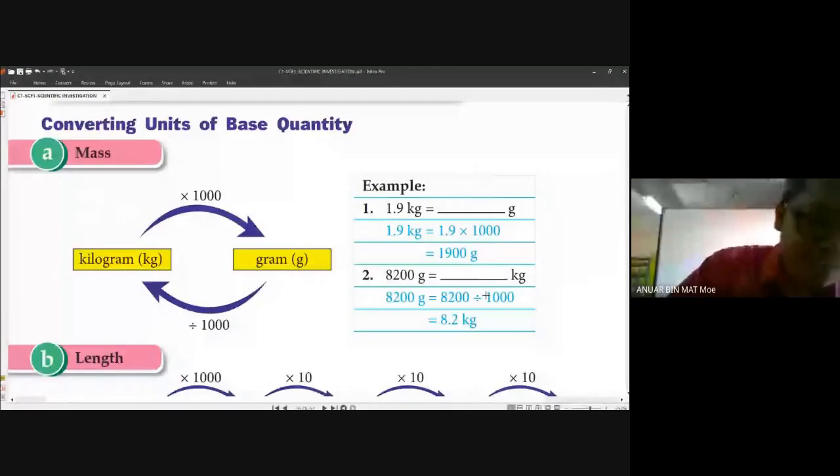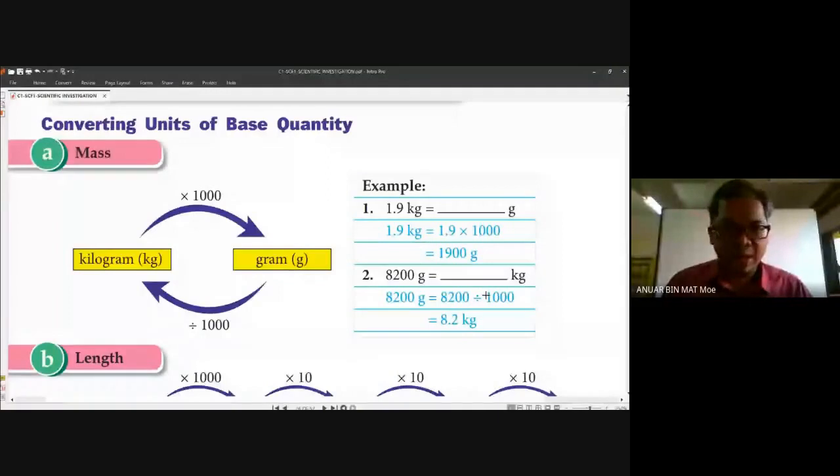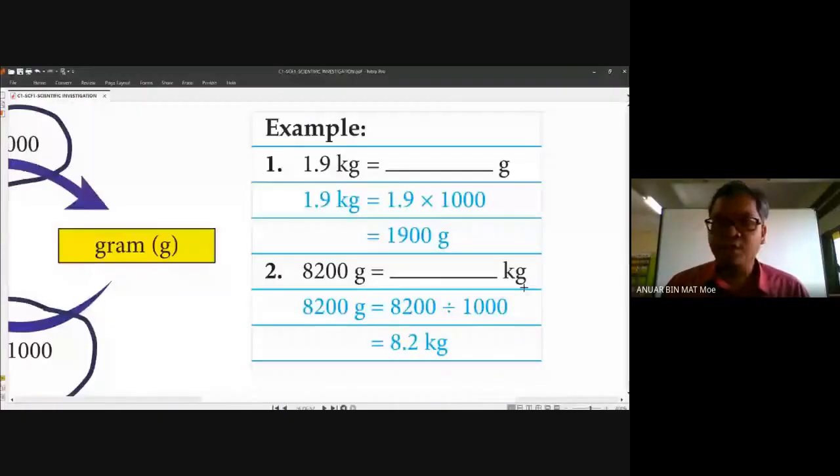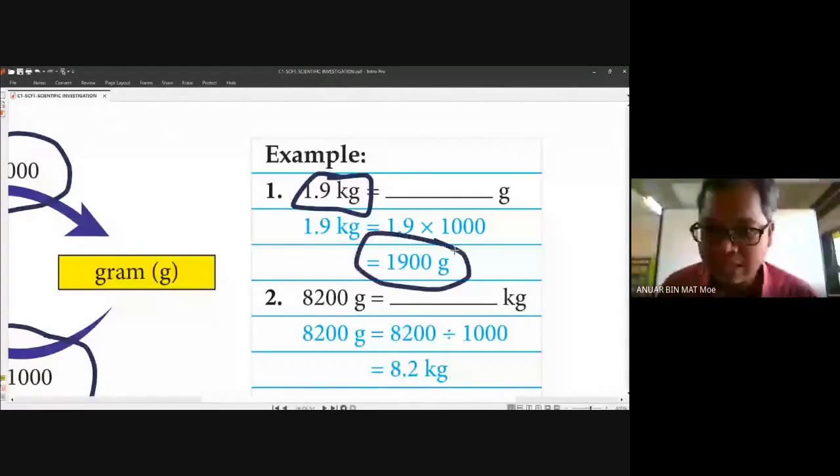Converting unit to base quantity. I think you can read this one for yourself, because the primary school science and mathematics teachers already covered this. For example, if you want to convert from kilogram to gram, you just multiply by 1000. If you want to convert from gram to kilogram, you just divide by 1000. For example, on the textbook, if you want to convert 1.9 kilogram to gram, you multiply it by 1000, so the answer is 1900 gram. Very easy, right? Any problem?